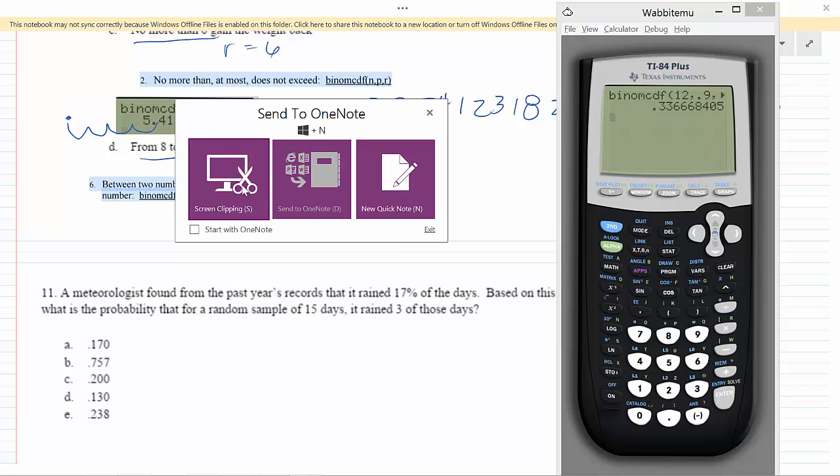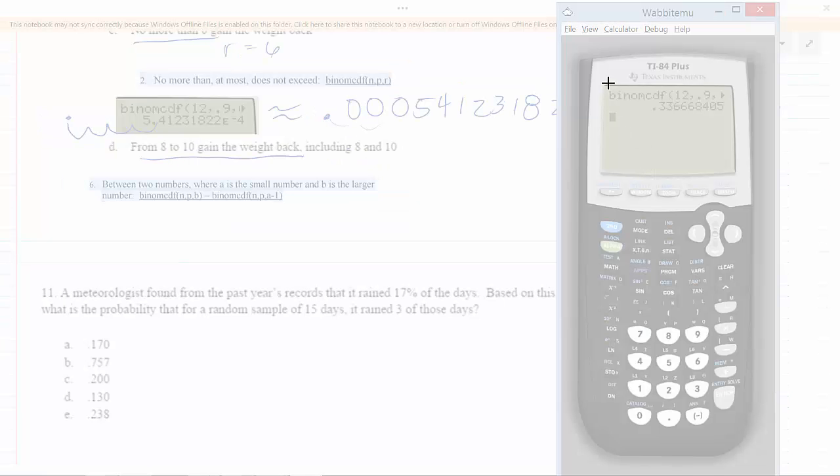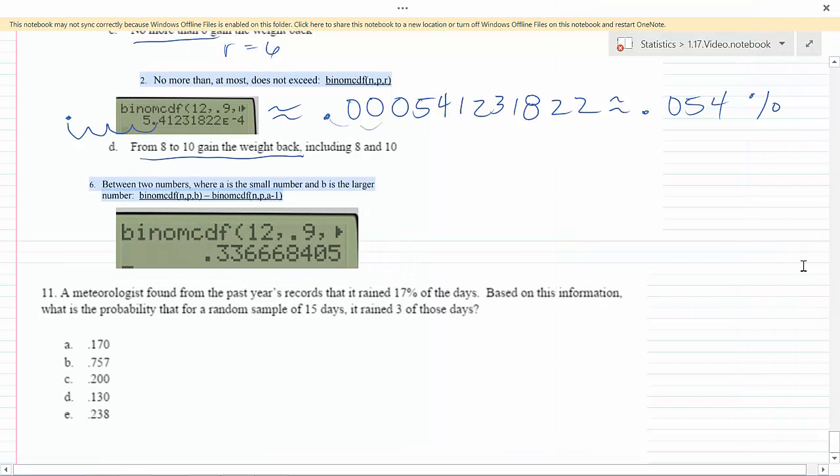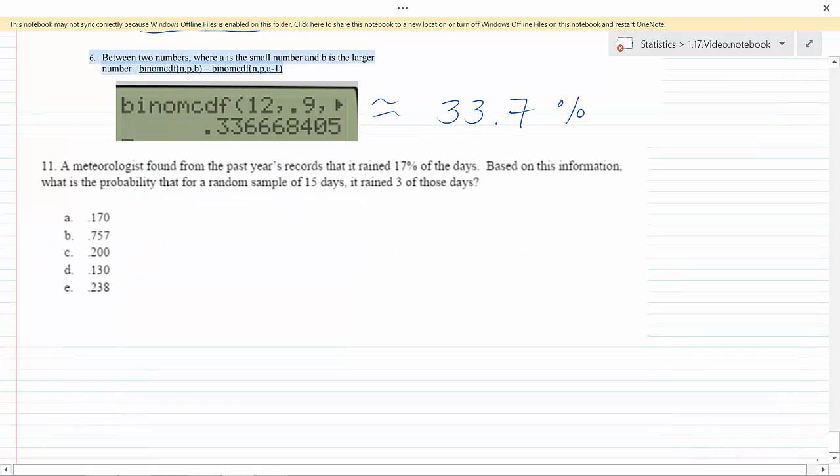And we get a probability of 0.336668405. The probability that from 8 to 10 of these people gain the weight back is about 33.7%.